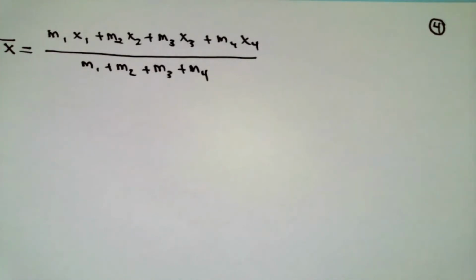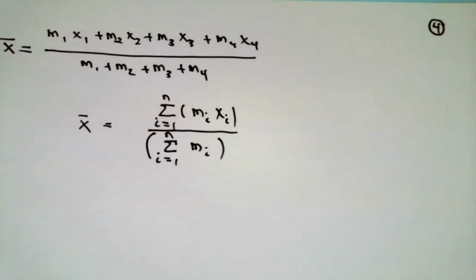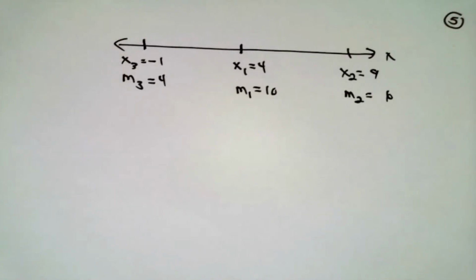Obviously, if I had 5 objects, I would have an m5x5 upstairs, and then plus m5 on the bottom, and so on and so forth. So this painlessly generalizes to any number of objects. So x bar is going to be the sum i equals 1 to n of mass number i times x number i, divided by the sum of all of the masses, which we'll also sometimes call the total mass of the system.